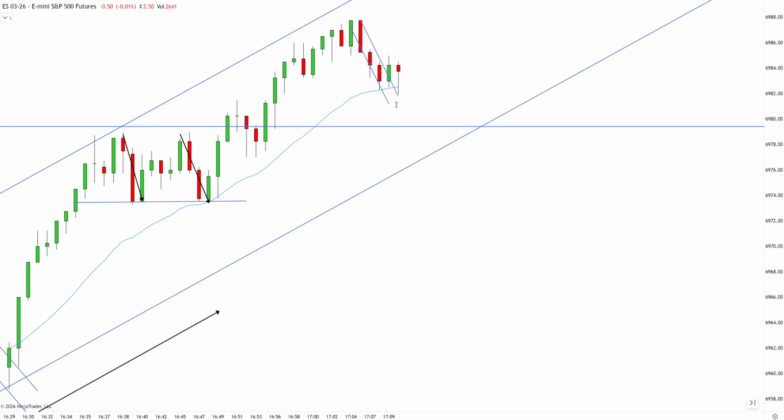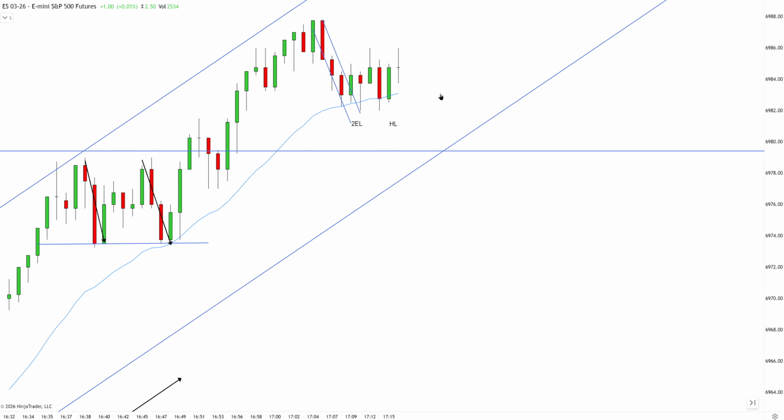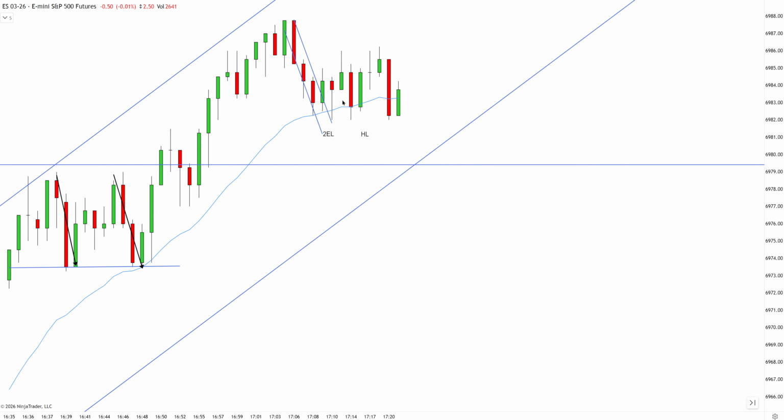So I was looking to go long here on a second entry long, which we have right now, but the signal bar is fairly weak. Okay, we need to have some bullish bar. If you have some stronger bar here, you can definitely consider going long. But this signal bar is fairly weak, so I was looking for a high-low confirmation trade, and it's another inside bar.